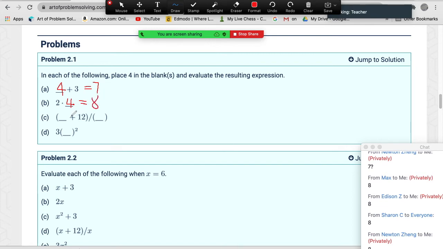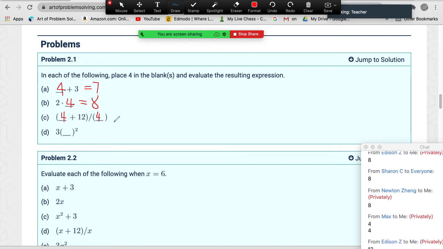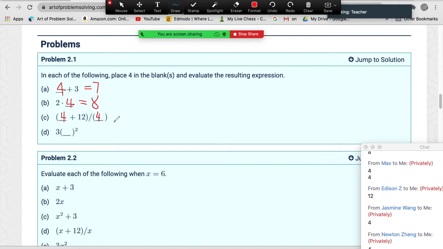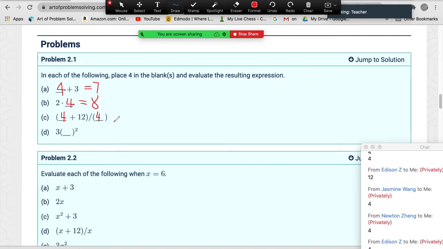Okay, let's go to C. If you put 4 here, then what is the value for this expression? Max is correct. Anderson, double check your answer. Jasmine, you get it right. Newton, you got it right. Yeah, now Edison, you got it right.